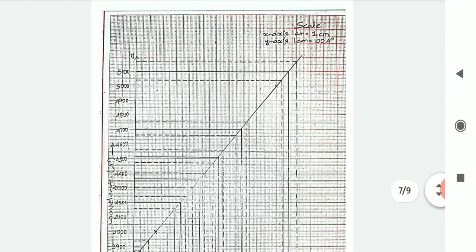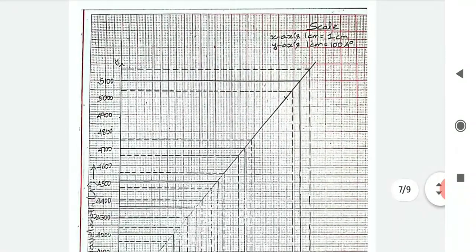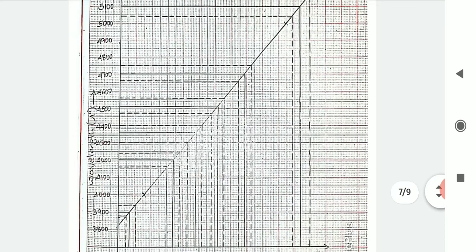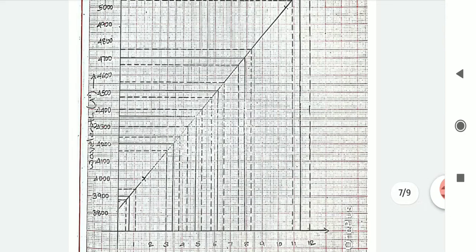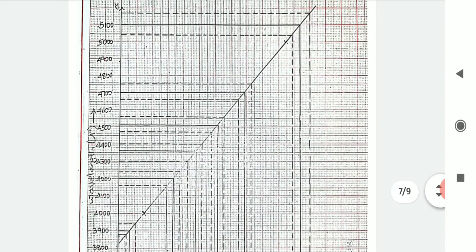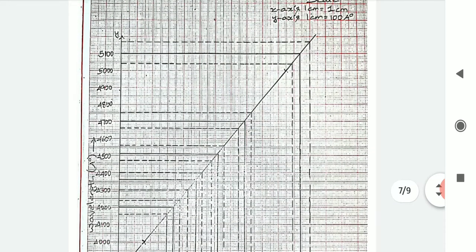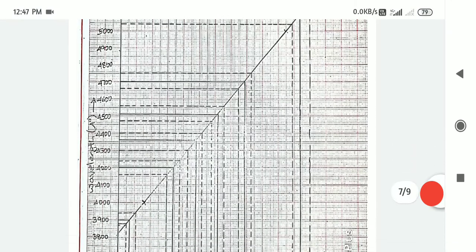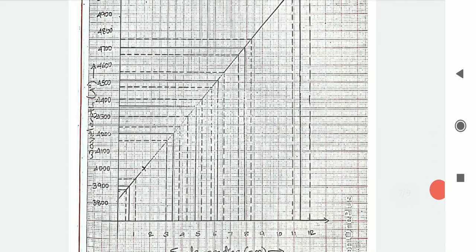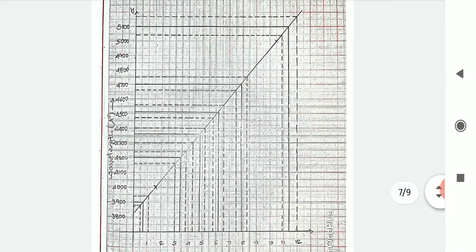See, that is the scale I have written. X-axis 1 centimeter is equal to 1 centimeter only. Y-axis 1 centimeter is equal to 100 angstroms. So I have the two readings there on the top. What are the two readings? One is 1.6 for the 4000, it is here. The second one is 10.5 for the 5000. You have to write it. Only two points will be there.